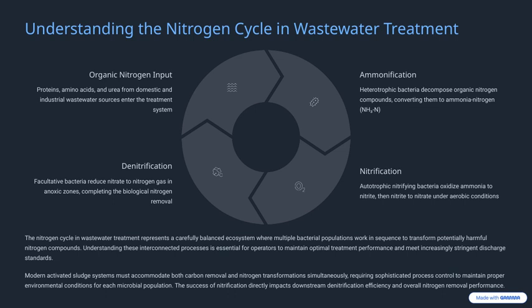After nitrification, we have denitrification. Facultative bacteria take over in anoxic zones, areas without oxygen, and reduce nitrate into nitrogen gas, which is released harmlessly into the atmosphere. This step completes the biological nitrogen removal process.